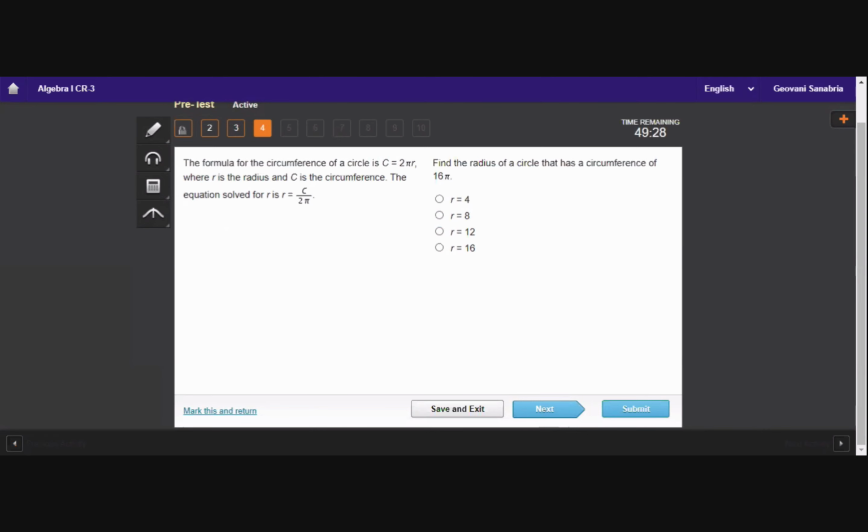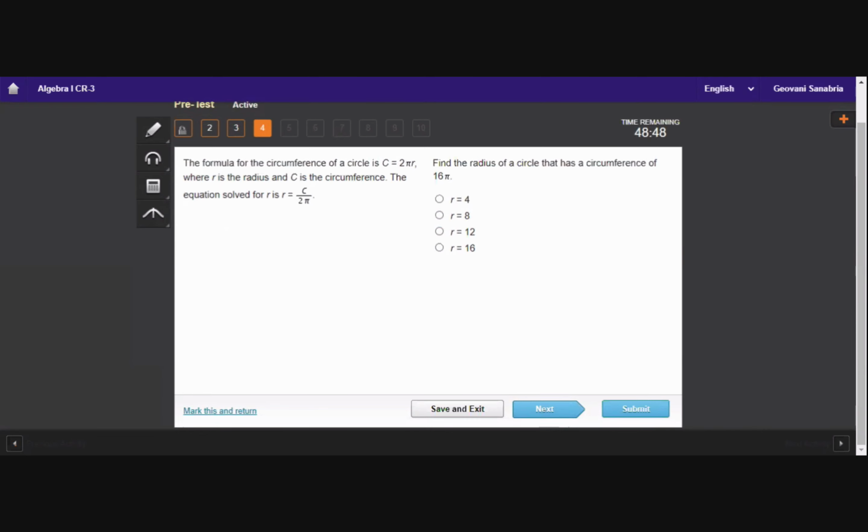Well, do you see that last little equation? It says R equals C divided by 2 pi. So they solved it for R, which means you can plug in any C value and then see what comes out for R. You plug in the C, divide it by 2 pi, and see what comes out for R. But then they tell you their circumference, so it says find the radius of a circle that has a circumference of 16 pi. The circumference is C in that equation.